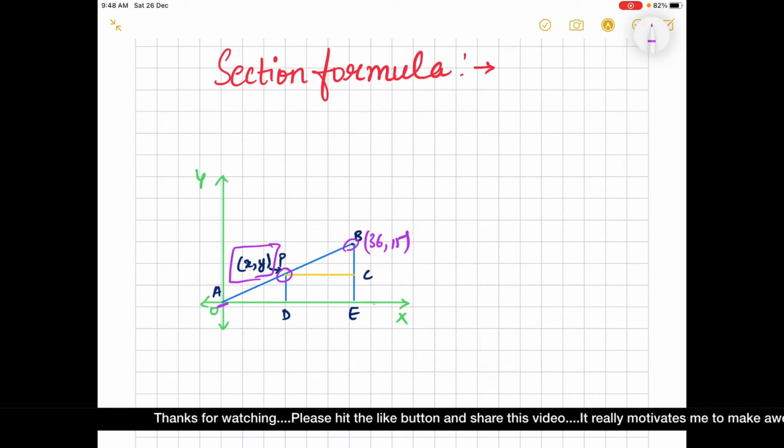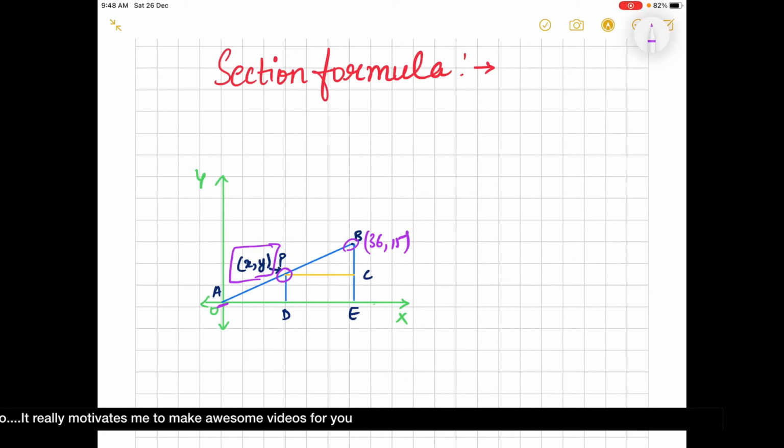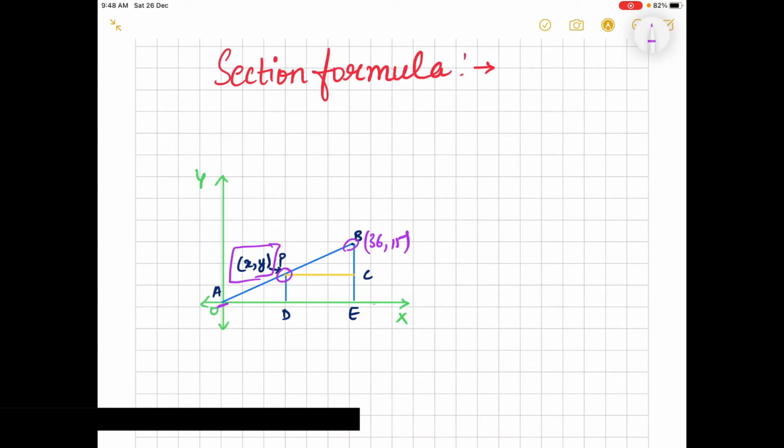We have to use the section formula in order to find the coordinates, as we have been given the section ratio in which this point P is dividing the line segment AB into two parts. As we have been given the ratio in which this line is getting divided, we can use the section formula in order to find the coordinates of the point P that is dividing this line into two parts. So what is that section formula?